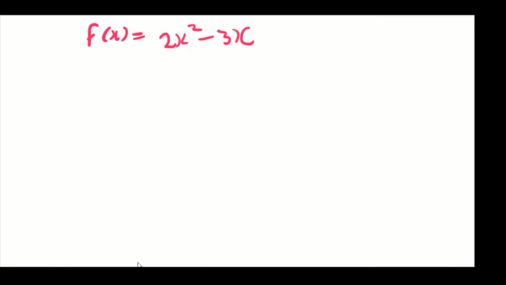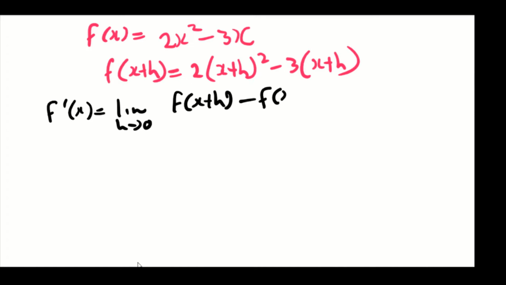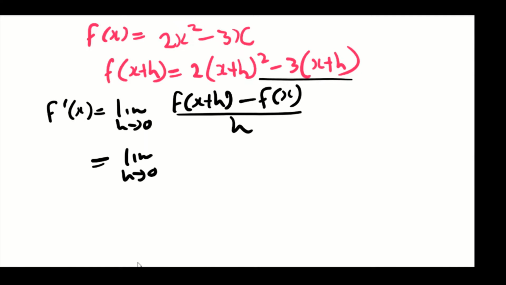And f of x plus h. So where we see x, or x squared rather, anything with x, we put x plus h. So it's going to be 2 into x plus h squared minus 3 into x plus h, right? So now f prime of x is equal to the limit when h approaches 0 of f of x plus h minus f of x divided by h, right? So the limit when h approaches 0, so we're just going to write this here.